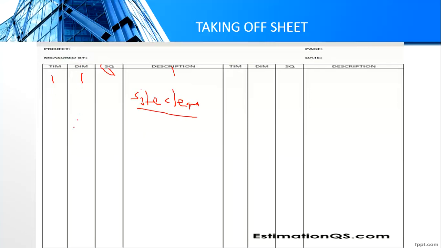This dimension column is where you record your quantities measured in the drawing. Maybe you measure 2.0 meter by 4.5 meter. This is where you write your measurements. The squaring column is the summation of your dimension column, maybe multiply 2.0 by 4.5, and the answer you get is recorded here. The timesing column is the multiplication factor column. Maybe your 2.0 by 4.5 is in 2 places, so you just write by 2, that means multiply by 2. So this is your taking off sheet.